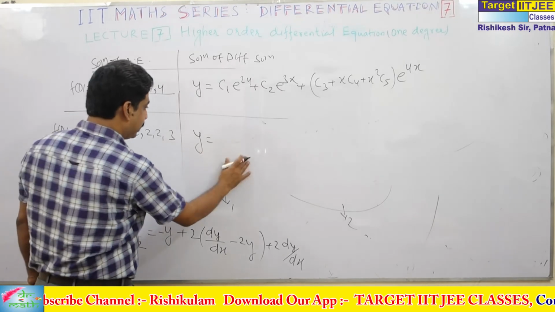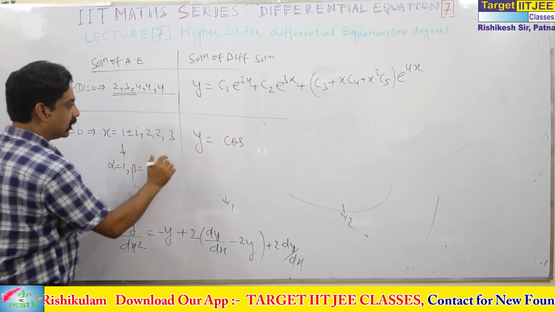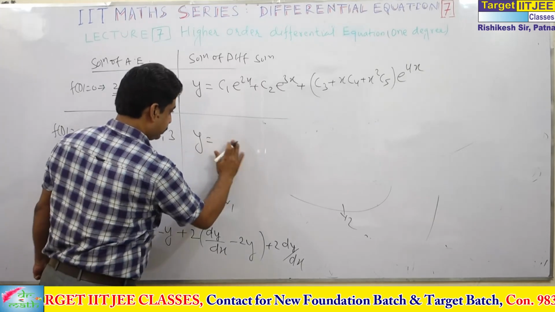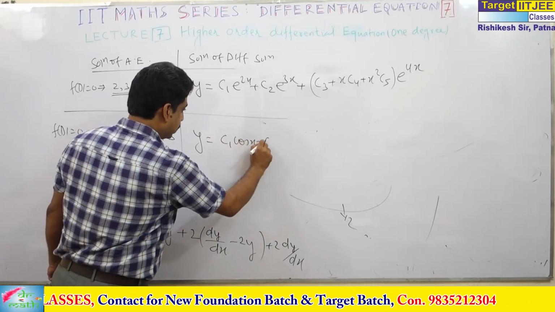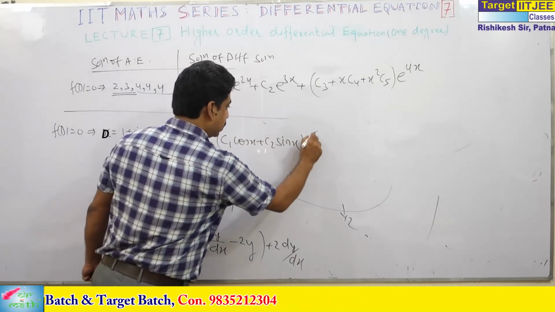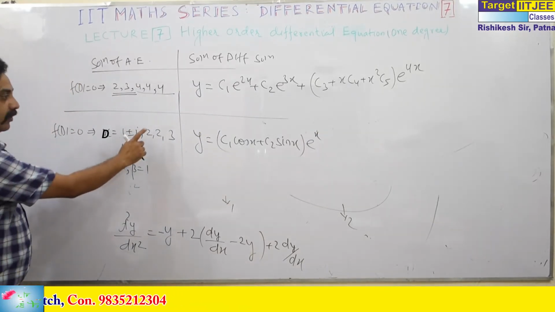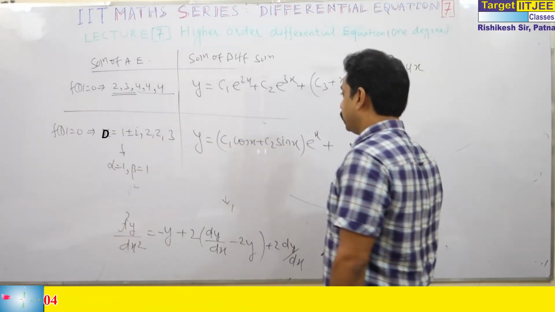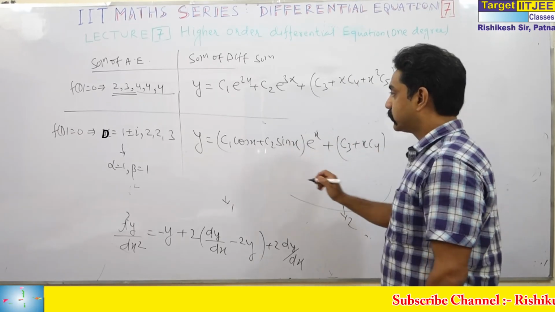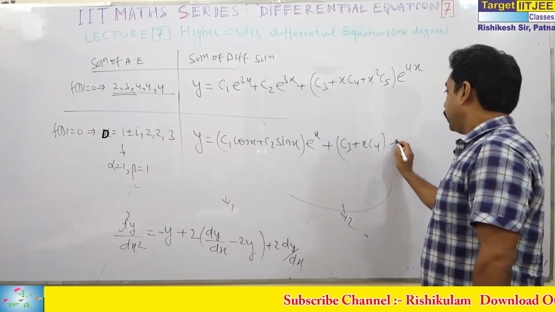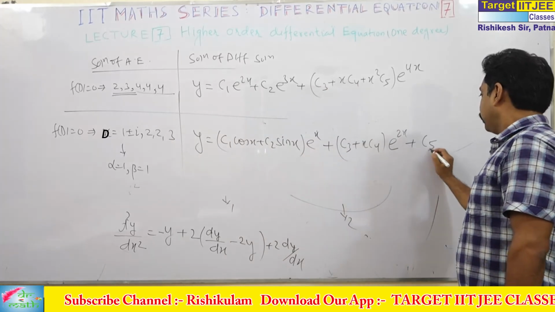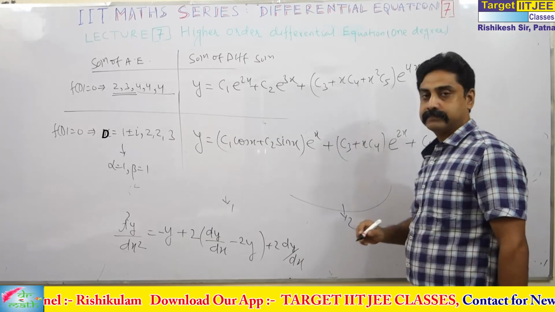So you write cos beta x, which means cos x, plus c1, plus c2 sin x, and after that e to the power x, since alpha and beta are 1. For this one, what will you write? For this repeated root, you will write c3 plus x c4, into e to the power 2x. And for this single root, c5 e to the power 5x and so on.